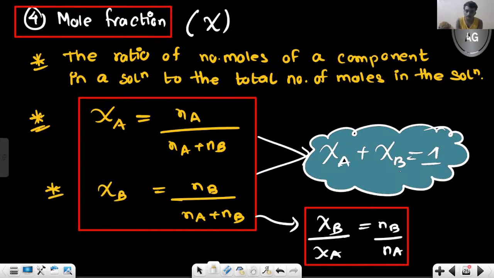This is a very common observation, right? From here, if I divide chi A and chi B, then I will get N_A by N_B. That also you have to remember. If I take the ratio of the mole fractions of two components of a solution, I will get it equal to the ratio of their number of moles in the solution. Very, very important, because this will be needed in deriving the next two equations, the relation between molarity and mole fraction.